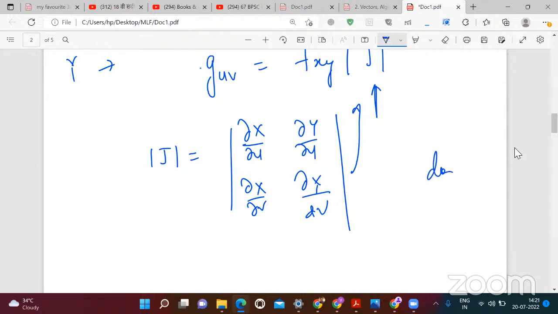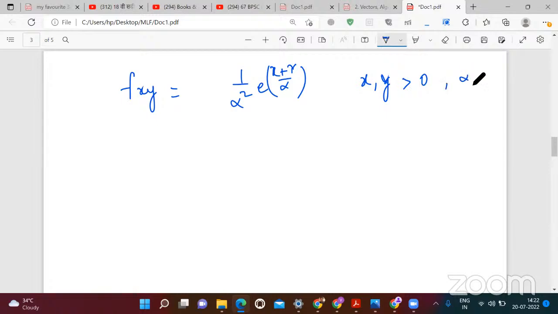I'll give you one example, maybe that will help you. In place of fxy you can take any example. So this is for everyone: try to solve this and let me know the solution. I'm giving you one simple joint distribution fxy, which is 1 upon alpha square times e to the power minus (x plus y) upon alpha. Here x comma y is defined for x, y greater than 0, and alpha is some constant that is also greater than 0, and 0 otherwise.